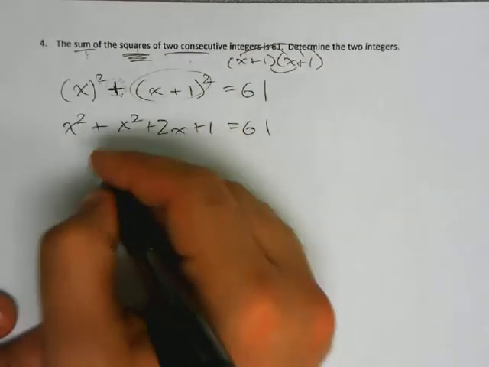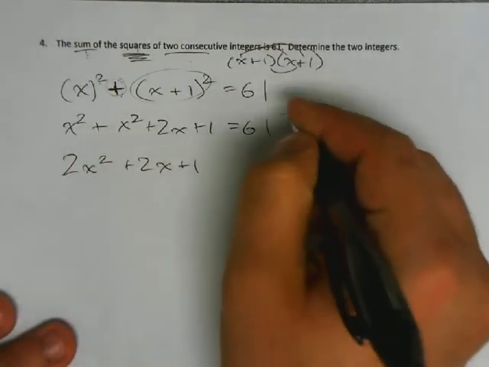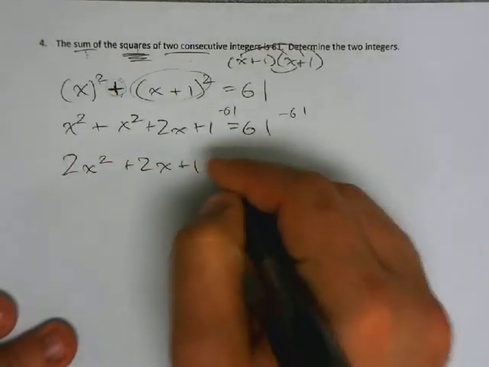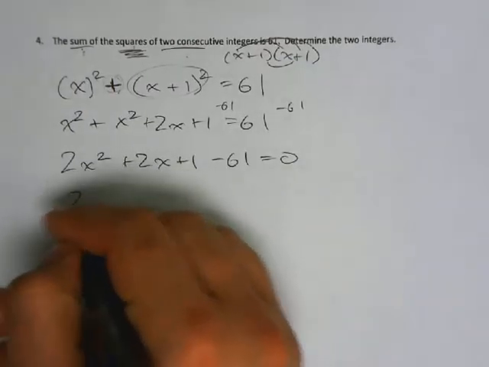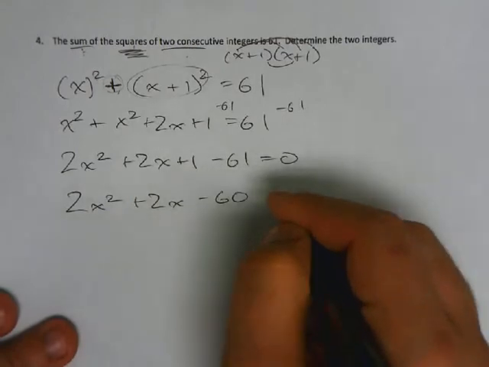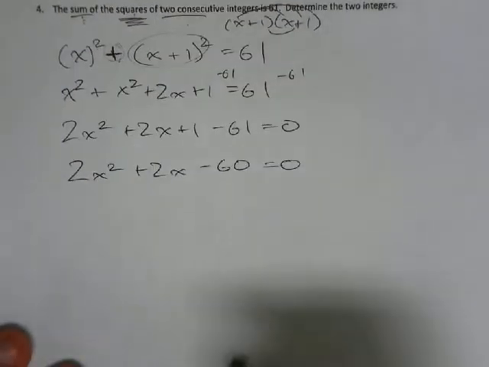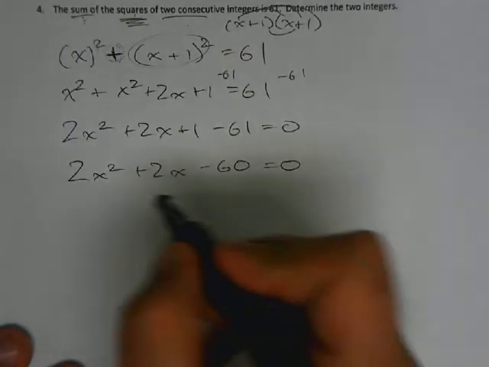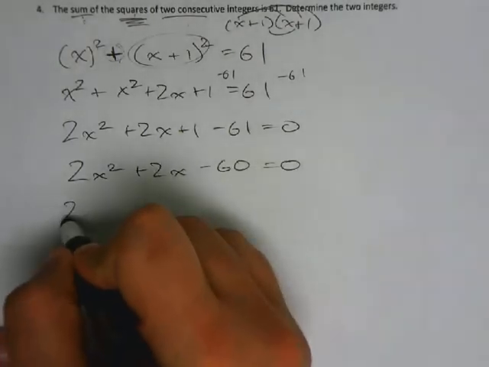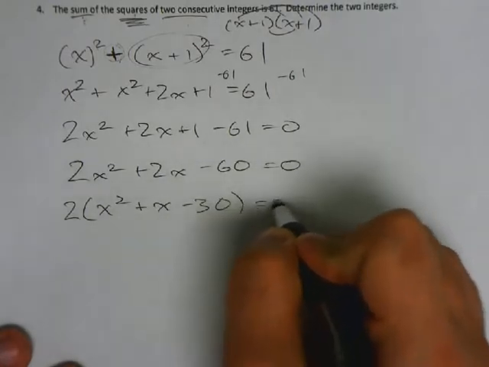So I collect like terms. I get 2x squared plus 2x plus 1. I subtract 61 from both sides, so minus 61. So I end up with 2x squared plus 2x minus 60. Now, these numbers are pretty small, so I can try to factor it. I could plug it into the quadratic formula, no problem. But I could also try to factor it. I could common factor a 2. And now it's simple trinomial.